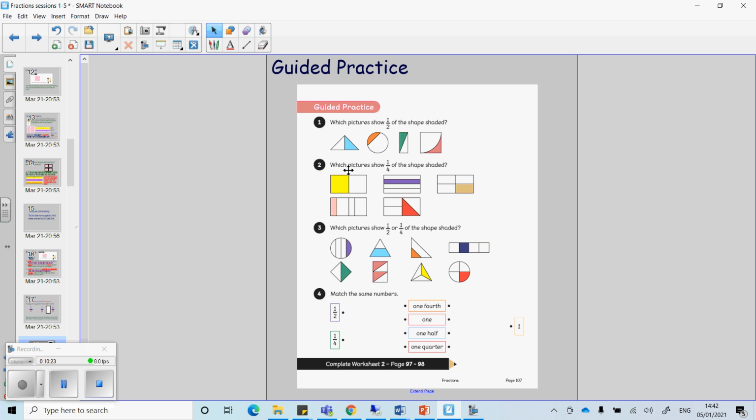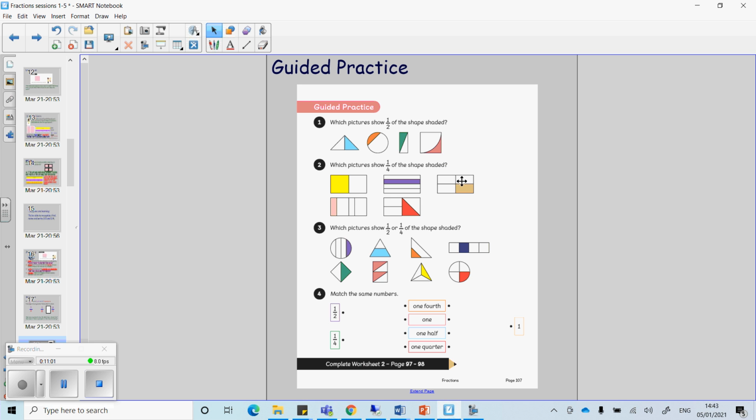Question 2. Which picture shows 1/4 of the shape shaded? Now I'm looking at my denominator, my bottom number, and it shows me that I am looking for shapes with 4 equal parts. Well, this shape only has 2 equal parts, so it can't be that. This shape has 4 parts. They look equal, and one of them is shaded. 1 part out of 4 equal parts. This shows 1/4.